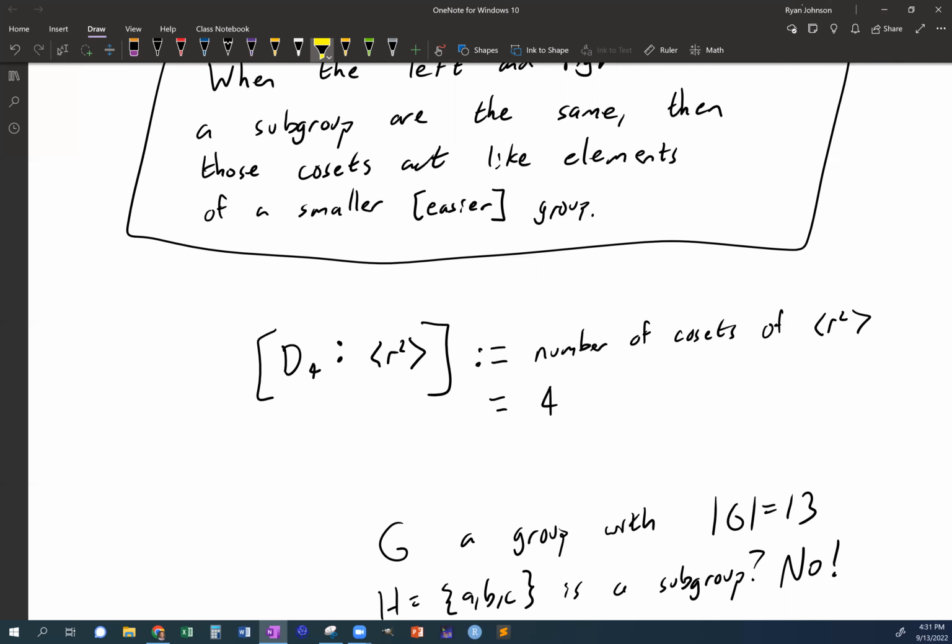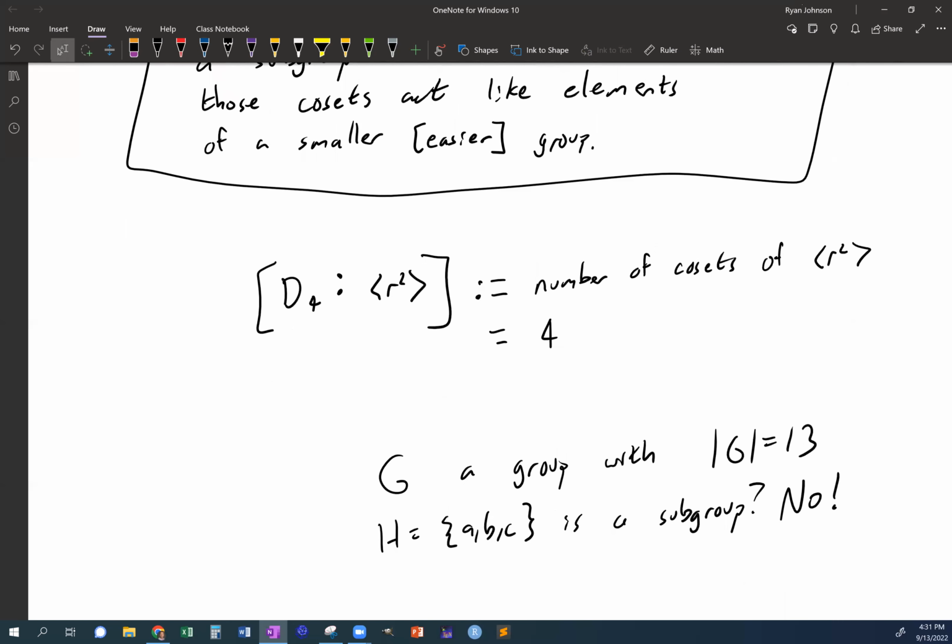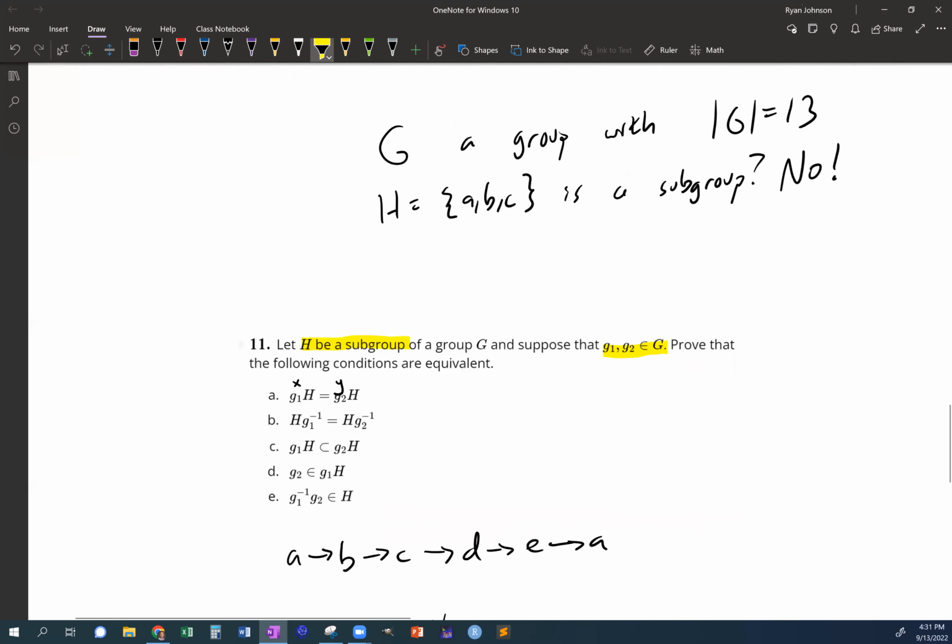And so if you had a group with, say, size 13, and you said, oh, here's a subgroup of size 3. No, it can't be, because if you think about its cosets, you can't make 13 as a multiple of 3, so it's not possible to have a subgroup of order 3. That's another thing you get from this idea of cosets, which is going to come up later.